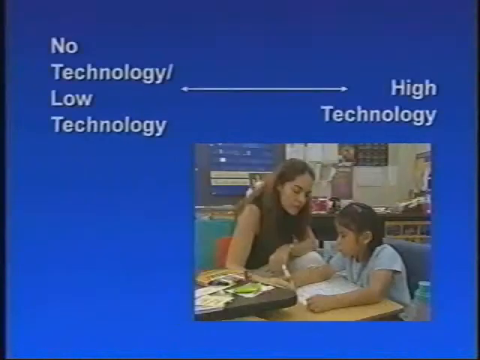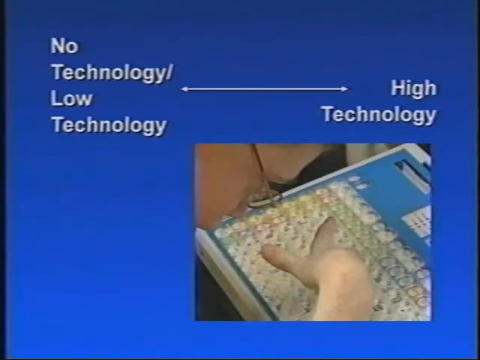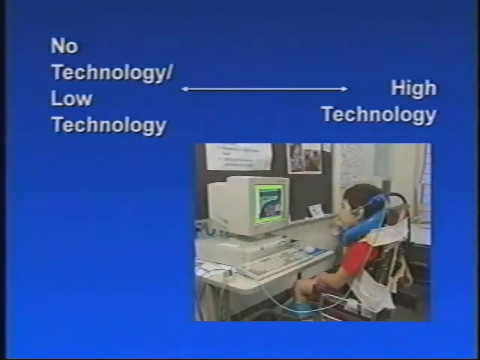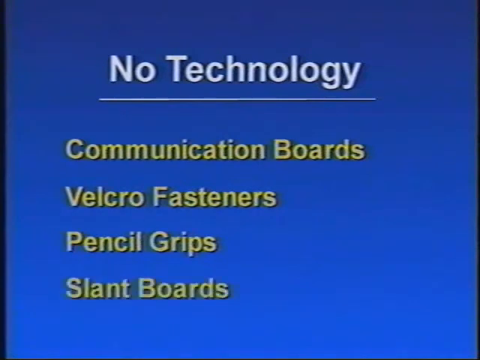However, assistive technology should be viewed as a continuum that ranges from no-tech, non-electronic technology and low-tech devices to very complex high-technology systems. No-tech solutions involve items that don't require electronics, such as communication boards, Velcro fasteners, pencil grips, slant boards, and strategies or environmental adaptations like adaptive seating or positioning equipment.